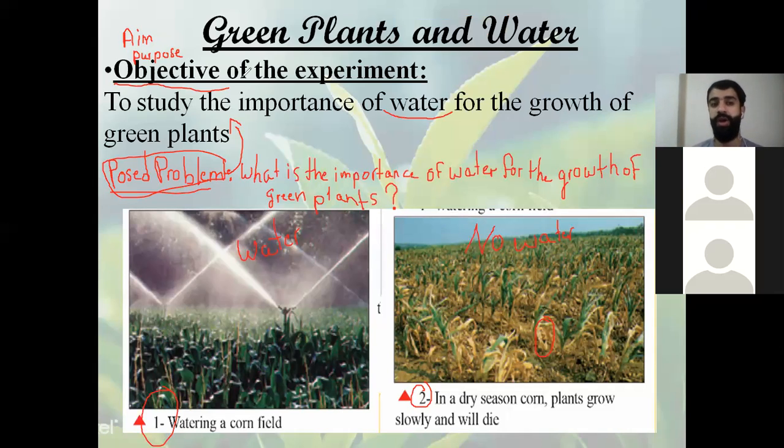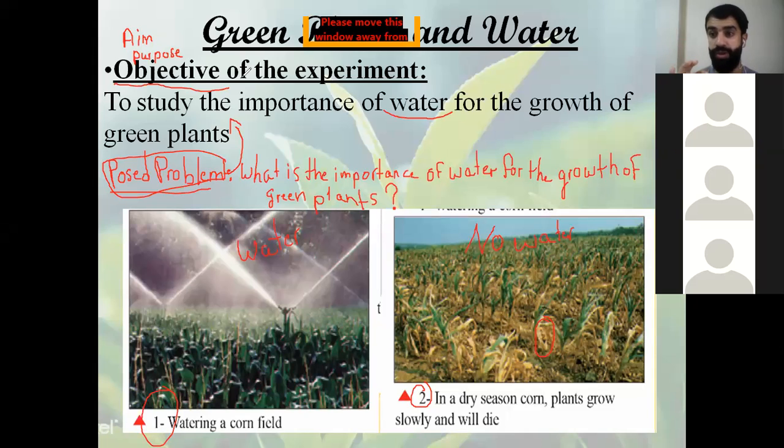Very good. So till now we have three important notes. First one was the aim or the purpose or the objective. We identified what is the aim, what is the purpose, what is the posed problem, number 2. And number 3, we identified the variable factor. Variable factor is very important. Variable means a difference. The variable factor is the factor that is different between one experiment and another one. So this is called the variable factor.